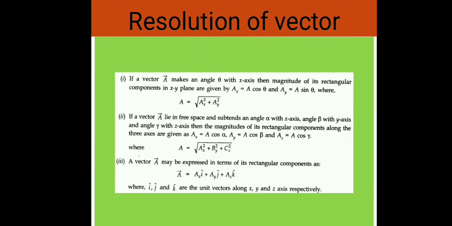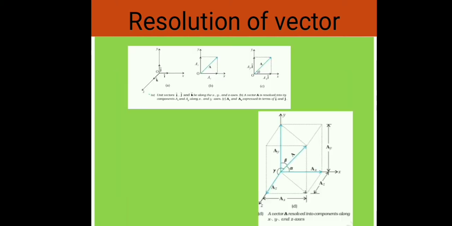If a vector A makes an angle theta with the x-axis, then the magnitudes of its rectangular components in the xy plane are given by Ax equals A cos theta and Ay equals A sin theta, where A equals the square root of Ax squared plus Ay squared. To understand this point, you can take the help of this diagram. See the diagram carefully.